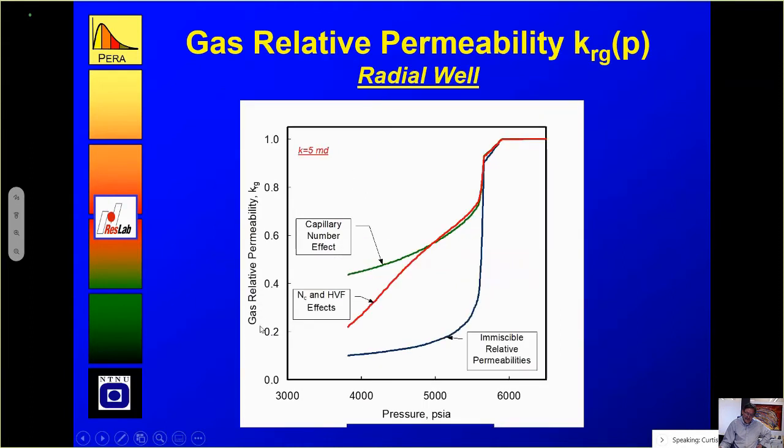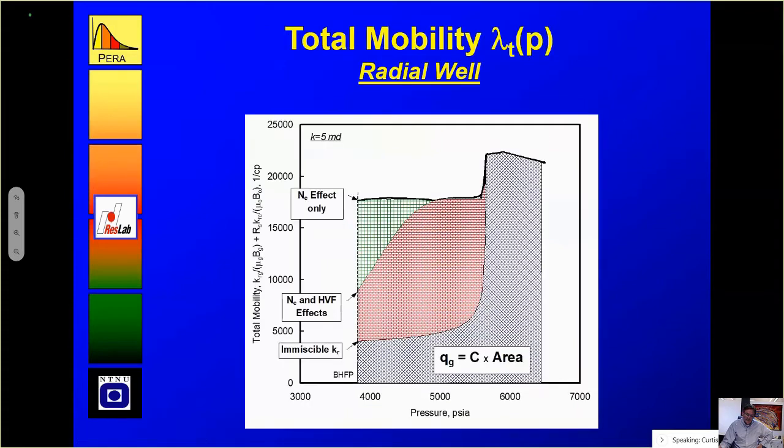This is the gas relative permeability using the immiscible curves like we've been talking about through the course. If you include the capillary number effect, how much it lifts up potentially the relative permeability, and then how much you can lose again because of the Forchheimer type deterioration. This basically translates this into the total mobility.